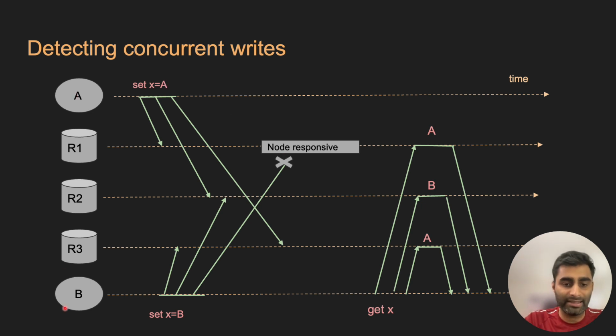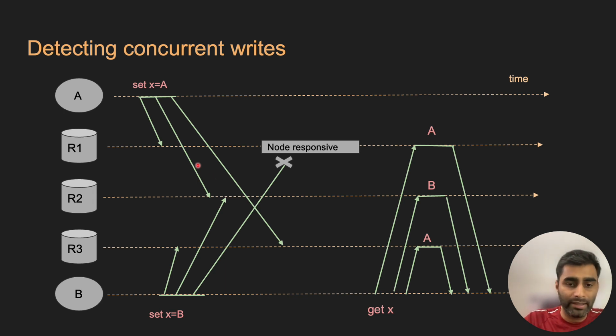shows two clients, client A and client B. They are simultaneously writing to a key X in a 3-node data center. So R1, R2, R3 are the 3 replicas here. The client A is setting the value of X to A, and here the client B is setting the value of X to B.